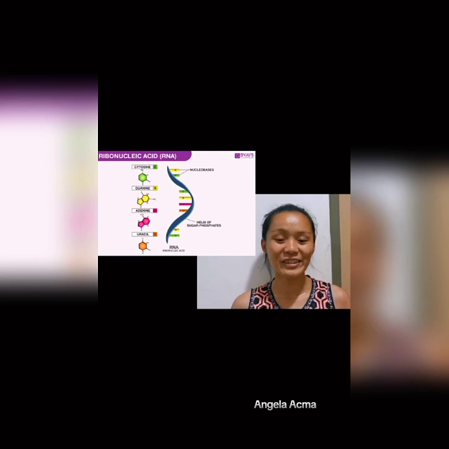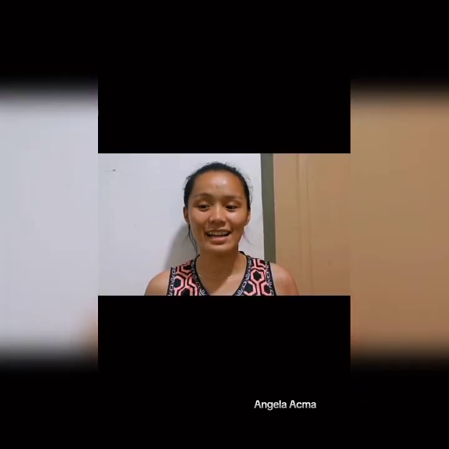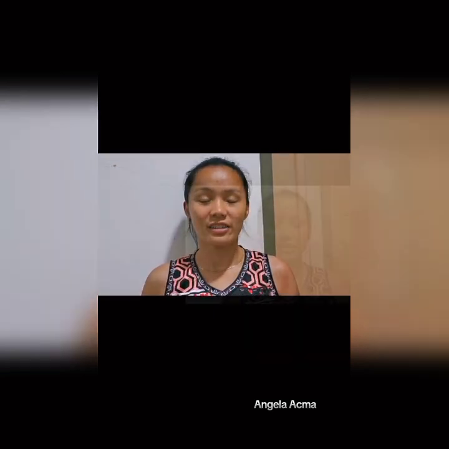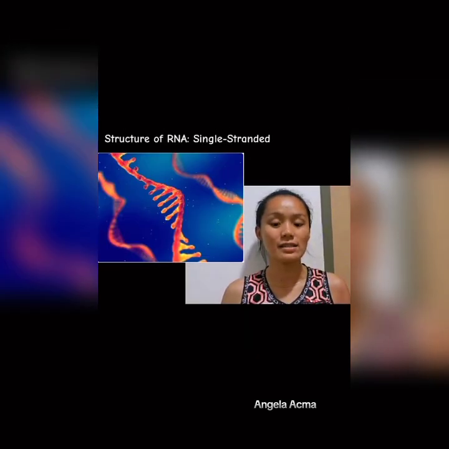RNA, or ribonucleic acid, is a nucleic acid that plays a crucial role in the coding, decoding, regulation, and expression of genes. Unlike DNA, RNA is typically single-stranded and involved in various biological roles within cells. The structure of RNA is single-stranded. RNA is typically single-stranded but can form secondary structures such as hairpins and loops due to intramolecular base pairing.